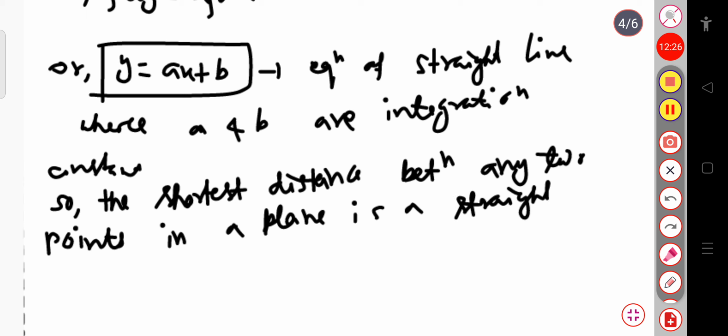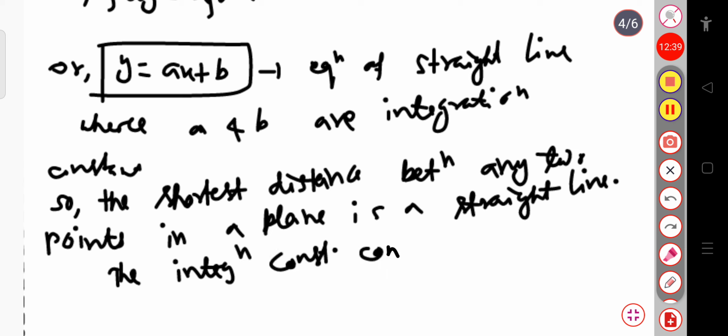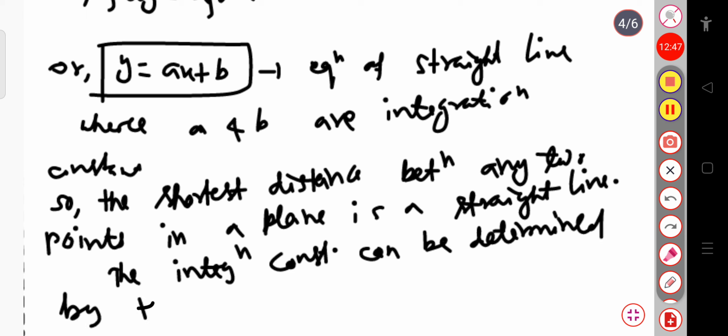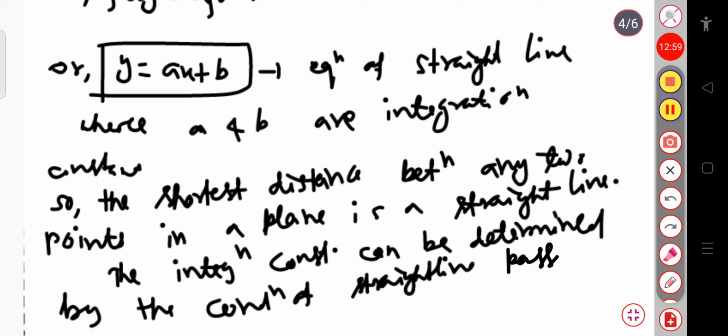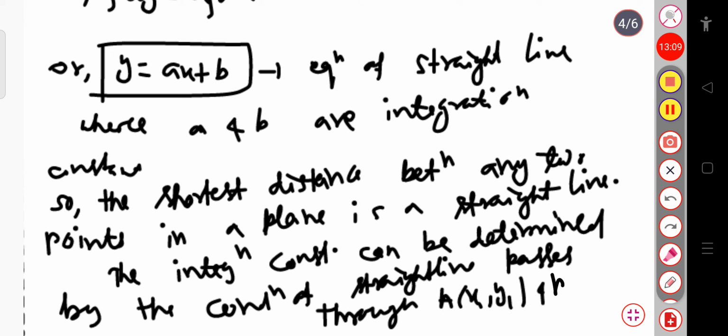Now what about the integration constants? The integration constants can be determined by the condition that the straight line passes through A, that is x1 comma y1, and B, x2 comma y2.